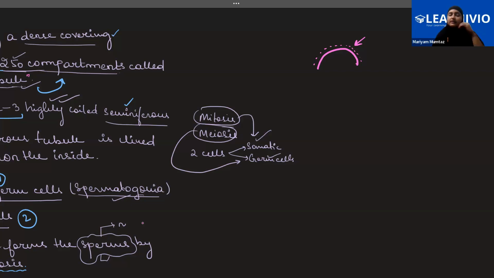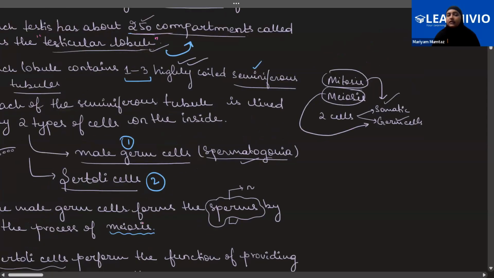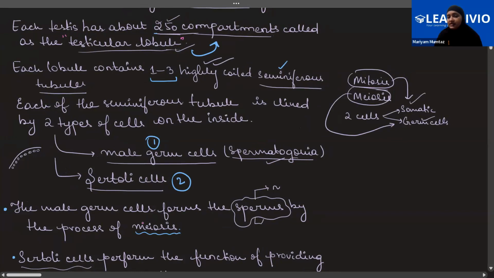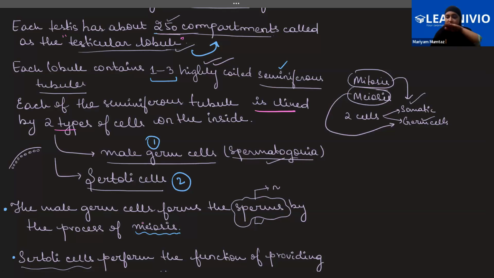Covering, yes. If it is present on the outer side, then that is covering. But if the thing is present on the inner side like this, then that becomes lining. So when I say that the seminiferous tubule is lined by two types of cells, meaning two types of cells are present on the inner layer of the seminiferous tubules. Now, what are those two cells? There are the male germ cells, that is the spermatogonia, and the second type of cells are the Sertoli cells. So, two types of cells are lining the seminiferous tubules.